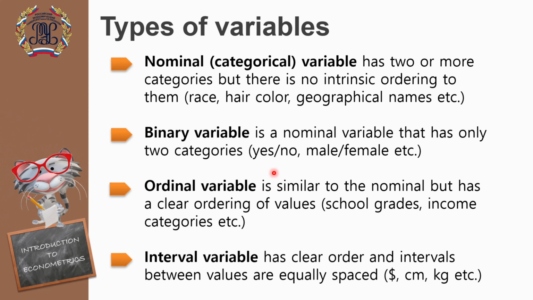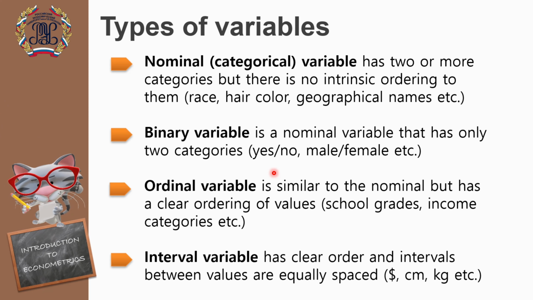For example, a race, hair color, or geographical names, and so on. Binary variable is a special case of the nominal variable that has only two categories. For example, yes or no, male or female, and so on. If we are talking about the ordinal variable, it is similar to the nominal, but it has a clear ordering of values. For example, school grades or income categories.